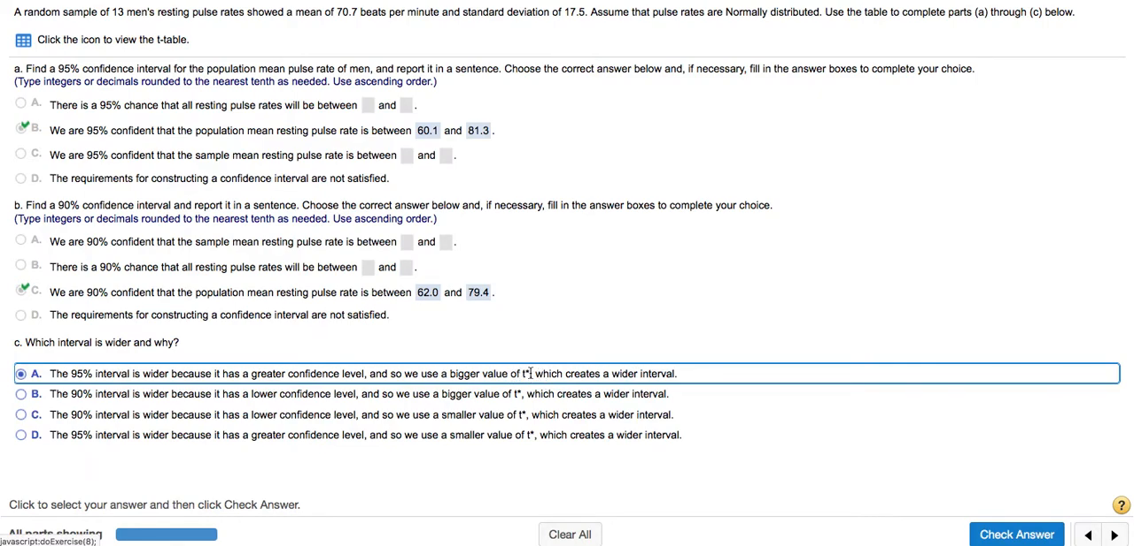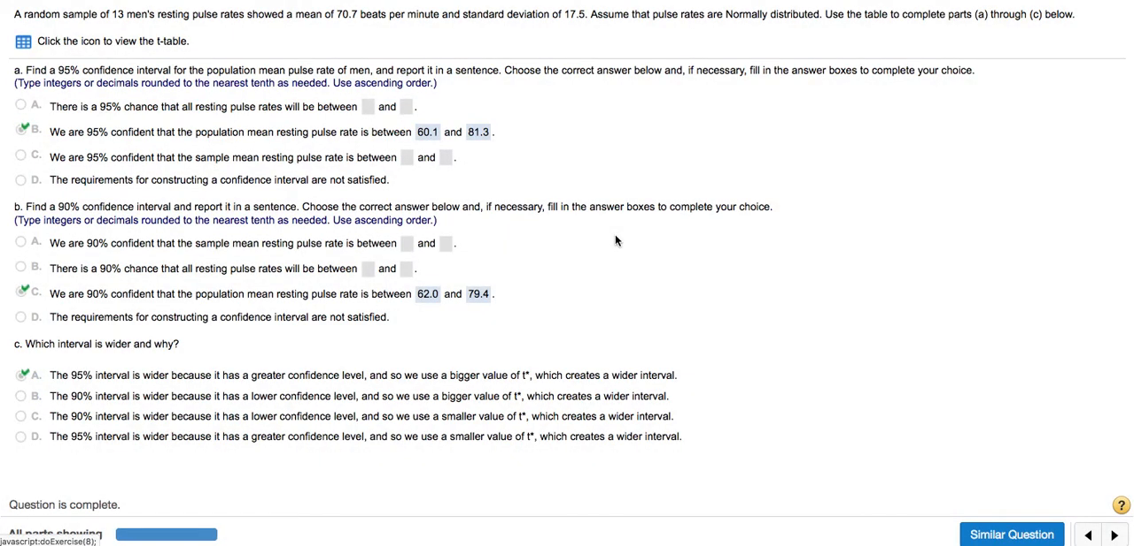We didn't actually compute this t star value, which can come from this table, but that's what StatCrunch uses to actually get the values for this interval. And I'll check my answer, and that's it for this problem.